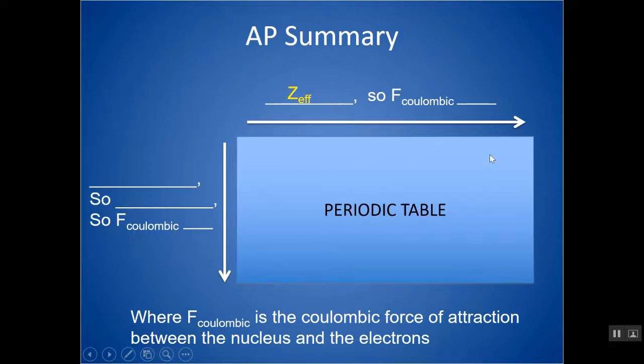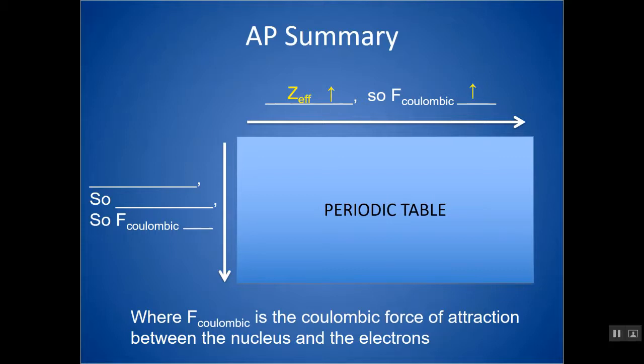As you go across the periodic table, if you're in the same period, you have the same number of electron shells. So you have the same shielding electrons, but you have more protons as you go across. So the effective nuclear charge is increasing. If your effective nuclear charge increases, then so does the force of attraction between the protons and the electrons. And you can use that to explain any trend. So across a period: bigger effective nuclear charge, stronger force of attraction.